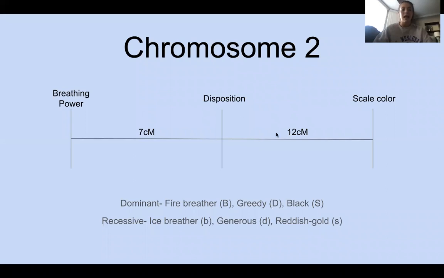Specifically, we'll be looking at chromosome 2. On this chromosome, there are 3 linked loci. The left locus is breathing power, the middle locus is disposition, and the right locus is scale color. Within these, fire breathing is dominant to ice, being greedy is dominant to being generous, and having black scales is dominant to having reddish gold scales. So the breathing power and disposition loci are 7 centimorgans apart, and the disposition and scale color loci are 12 centimorgans apart.